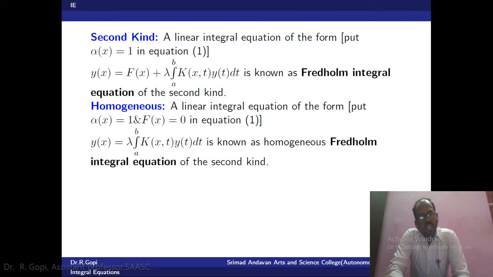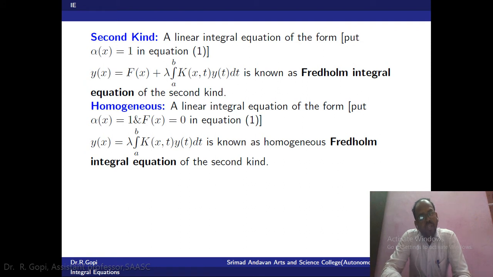And also, lambda into integral a to b k of x comma t, where k of x comma t is known as the kernel, and y of t is an unknown function. A linear integral equation of the form y of x equal to lambda into integral a to b k of x comma t into y of t dt is known as a homogeneous Fredholm integral equation of the second kind.